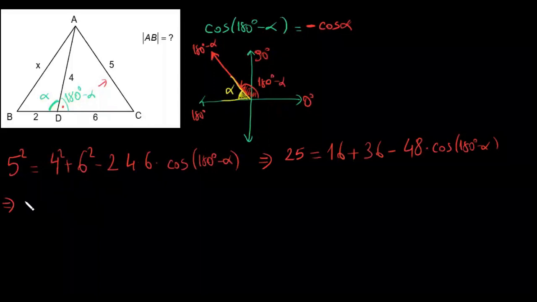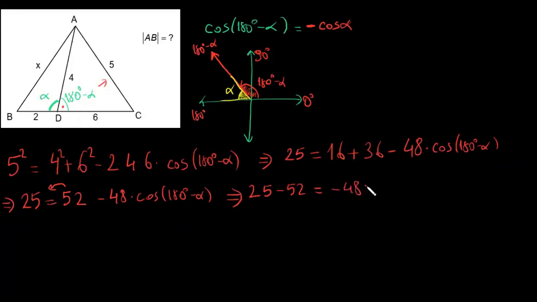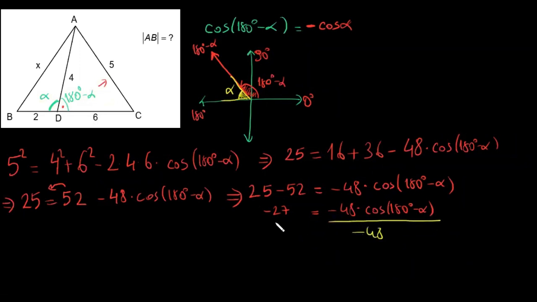So let's continue. 25 is equal to 16 plus 36, which is 52, minus 48 times cosine of 180 minus alpha. We can take 52 to the left, so it's going to be minus 52. 25 minus 52 is going to be equal to negative 48 times cosine of 180 degrees minus alpha. This is negative 27 equal to negative 48 times cosine of 180 minus alpha. And then I can divide both sides by negative 48.